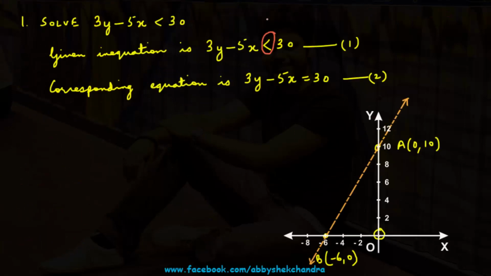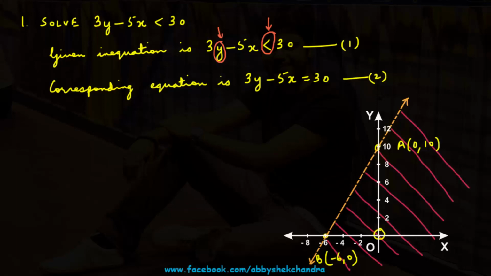Coming back to our question, the inequality is less than and the governing variable is y, so the solution region will be the half below the plotted line, which is this shaded region. As in the previous method, the plotted line will be dotted because the inequality is less than and not less than equal to.